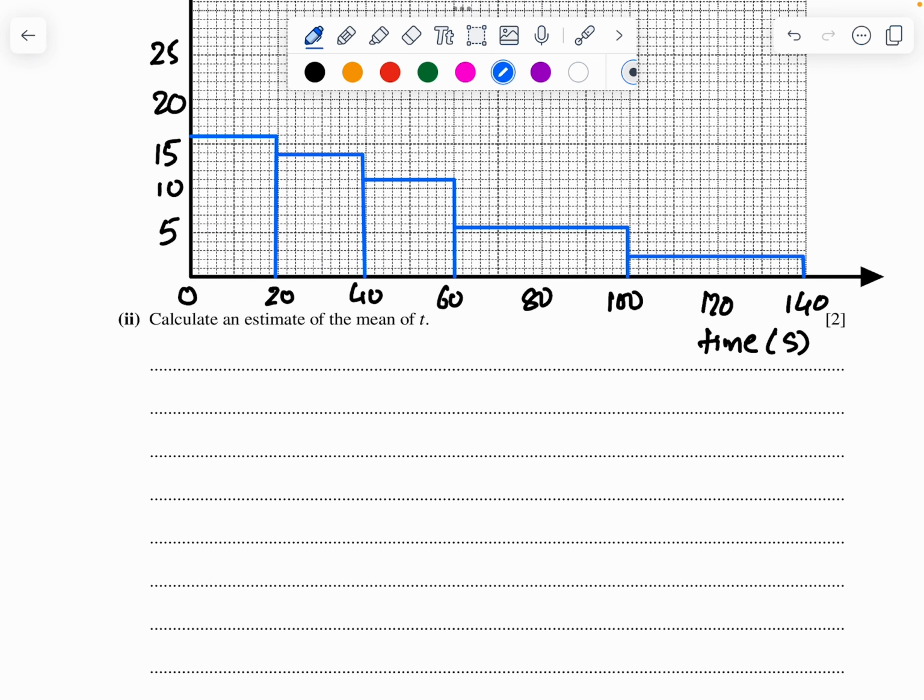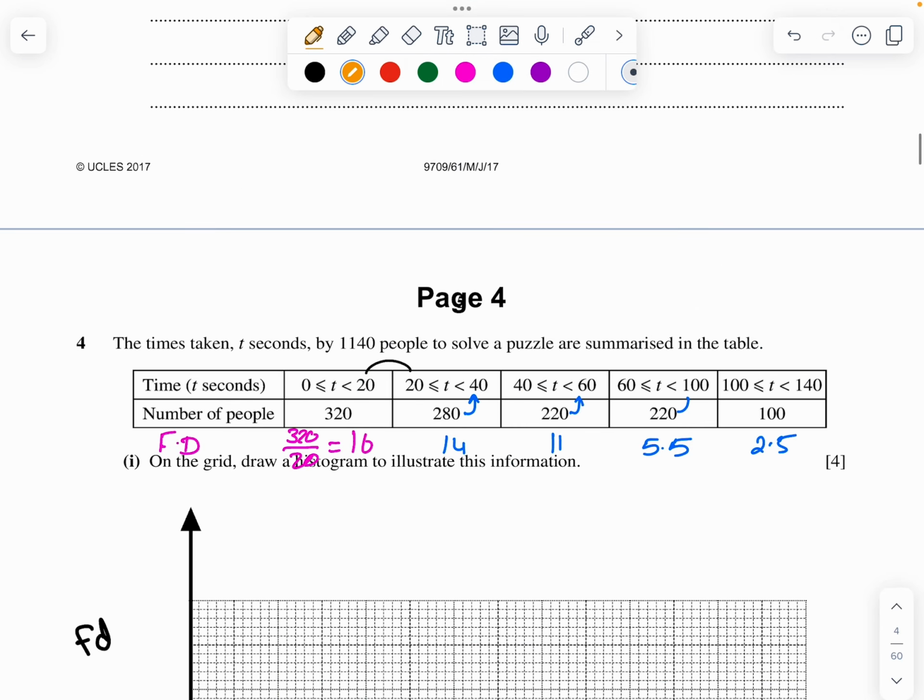Estimate the mean of this one. So first of all, what should I be doing for the mean? I have to calculate the mid values, the midpoints, and then multiply. So 0 plus 20 divided by 2 is 10. 20 plus 40 divided by 2 is 30. Then 40 plus 60 divided by 2 is 50. 60 plus 100 divided by 2 is 80. And 100 plus 140 divided by 2 is 120.